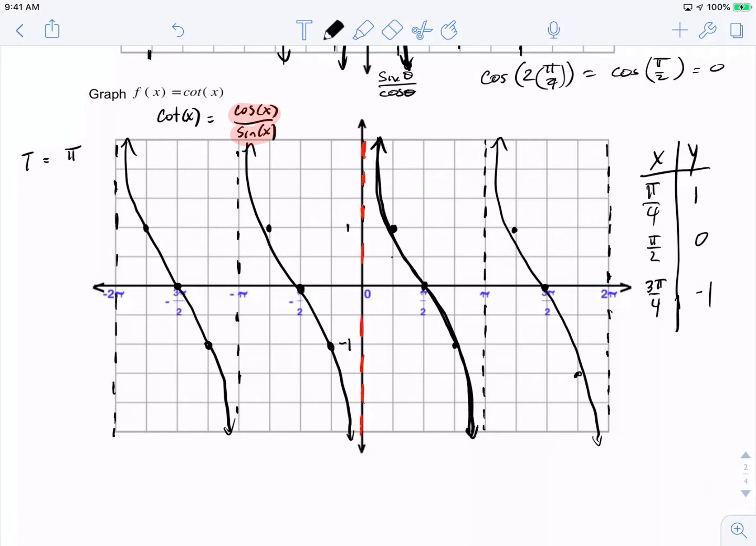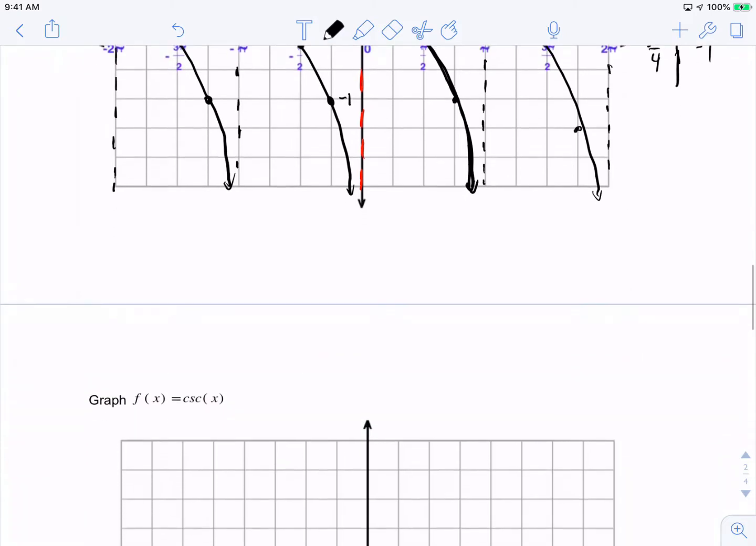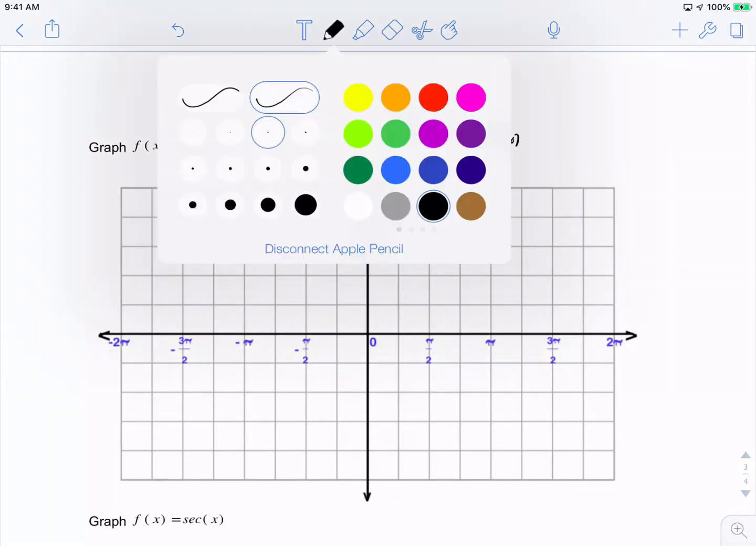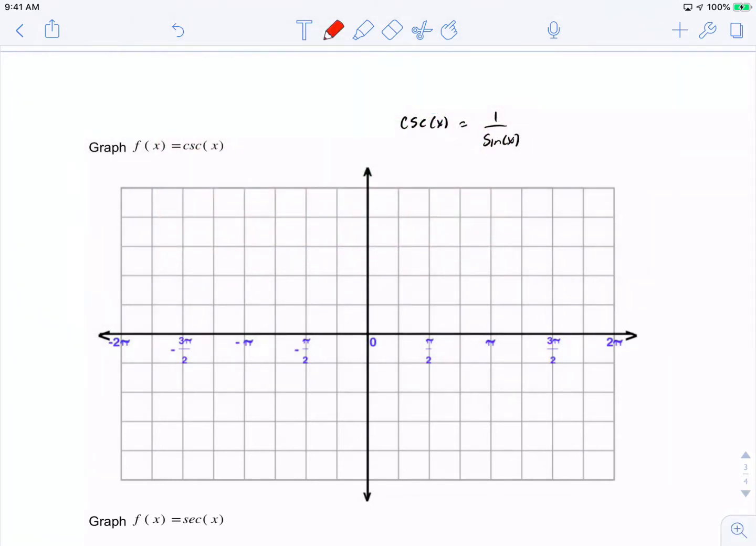Okay, so the next graph I want to show you is actually pretty cool. Now, these graphs actually, if you can graph sine and cosine, become very, very useful. So cosecant of x, we must remember, is the same as 1 over sine of x. And so what I'm going to do in this problem is graph sine of x for you, and then go from there. So we know that sine of x is 0 at 0, at pi, at 2 pi, at negative pi, and at negative 2 pi.